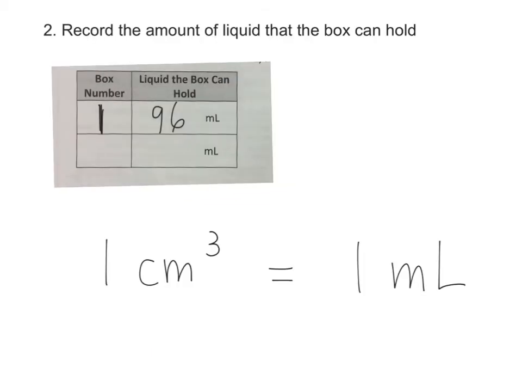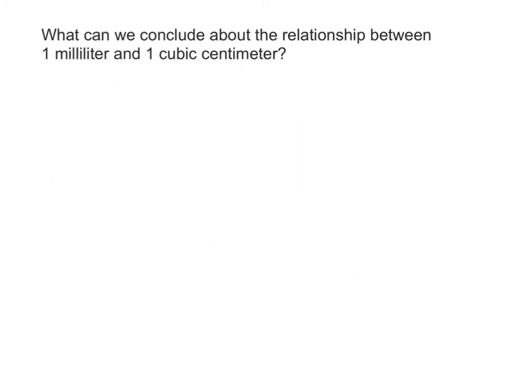By filling this box with unit cubes, finding the volume, and then also finding how much water can fit, we can see that the relationship between a cubic centimeter and a milliliter is that they are equal. So one of these centimeter unit cubes, if I were to turn it into liquid water and use my syringe or my graduated cylinder to measure it, I would find that it's equal exactly to 1 milliliter.